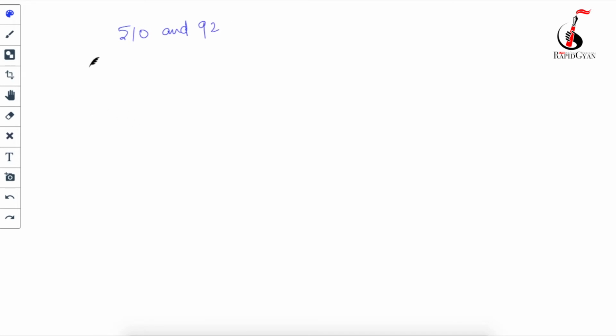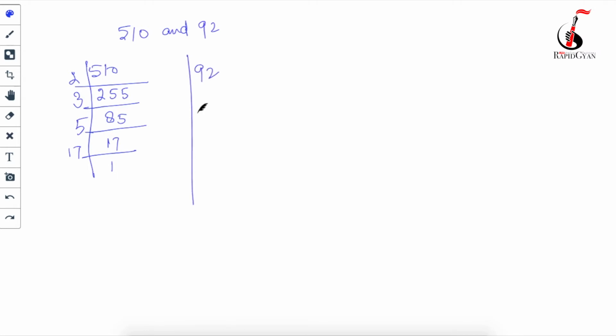I will just do the prime factorization of 510. First it will go by 2. I will get 255. Then it will go by 3. I will get 85. Then it will go by 5, and then I will get 17. Then it will go by 17. I will get 1. Very good. I will do it for the 92.